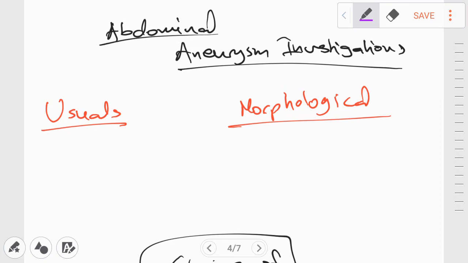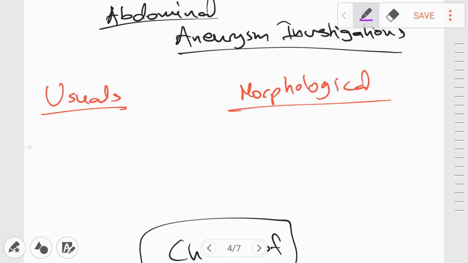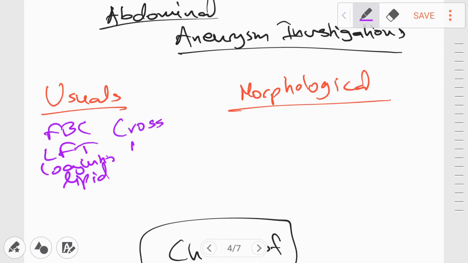Right, so now we need to talk about the abdominal aneurysm investigations. There are some usual investigations that you do in just about any surgical case, and on the other hand, we have some specific investigations done to assess the morphology of the aneurysm. So the usual ones: make sure you do the full blood count, the liver function tests, the coagulation profile, the lipids, and make sure that you do cross-matching. This is very important because you have to get approximately 6 units of blood before you actually take the patient for surgery, if you have the time, that is.